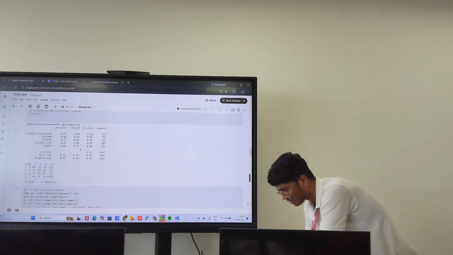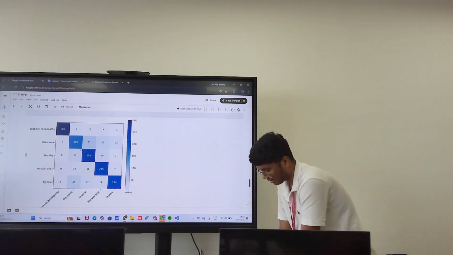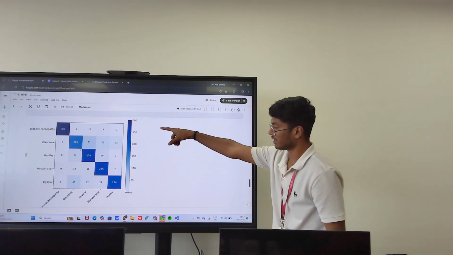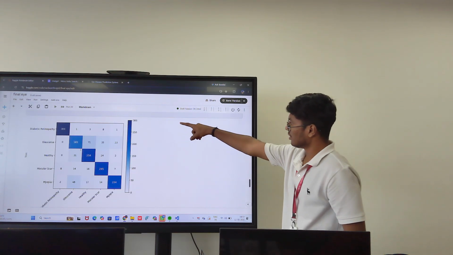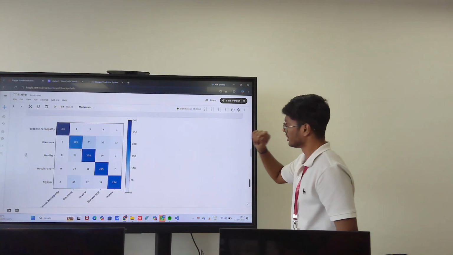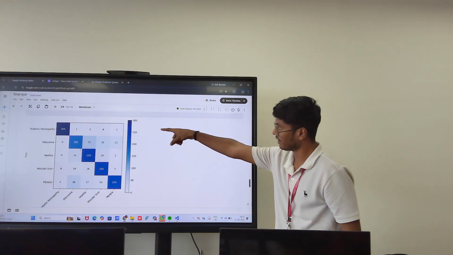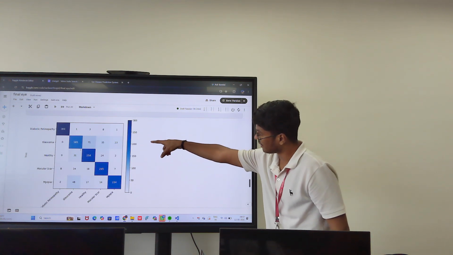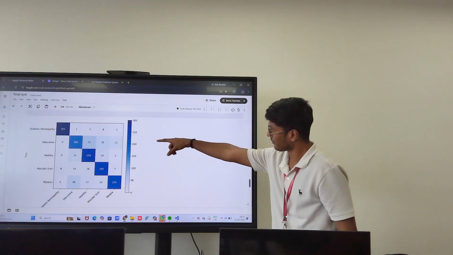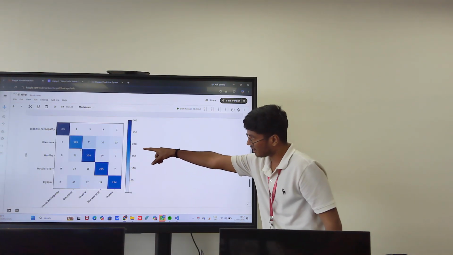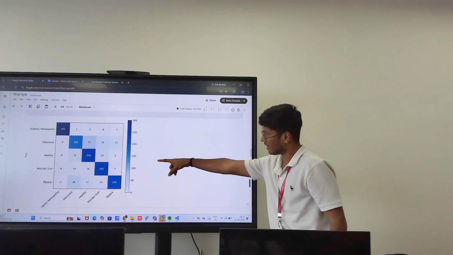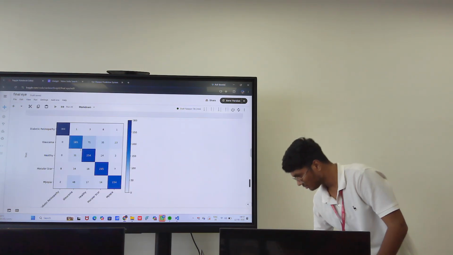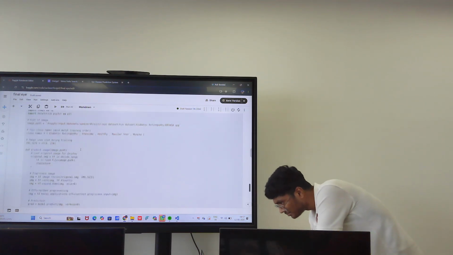This is the classification report. Here in the confusion matrix, there are around 320 images. Of those, 300 are correctly identified as diabetic retinopathy. Here we have 300, of which 185 are correctly identified as glaucoma, 258 as healthy, 245 as macular scar, and 234 are correctly classified as myopia. This is the confusion matrix.